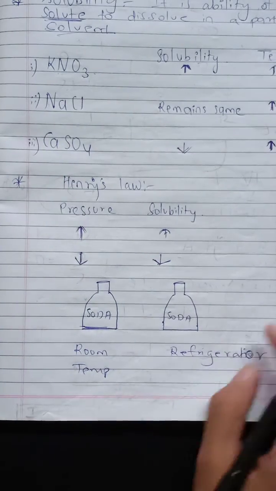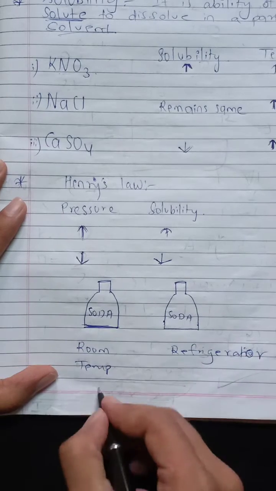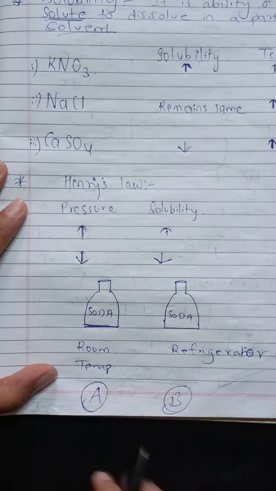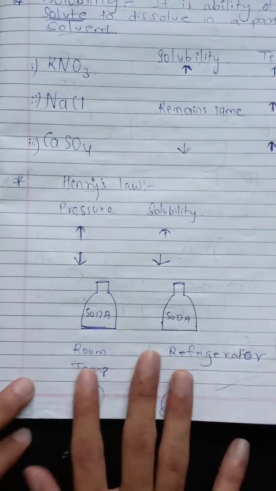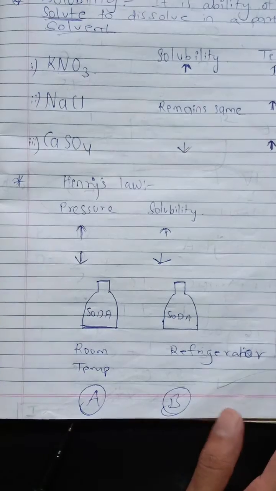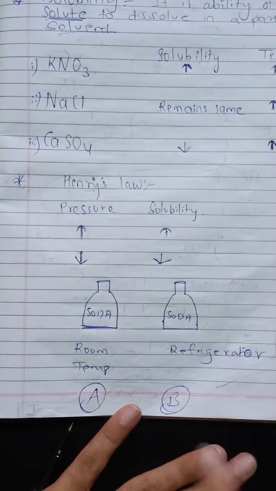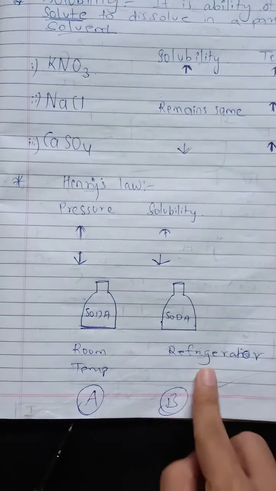So we know that part very well. When we keep these both soda bottles, this is condition A. This bottle I'm going to keep at a normal room temperature, somewhere outside, not in the refrigerator. And this same identical bottle I've kept in the refrigerator.